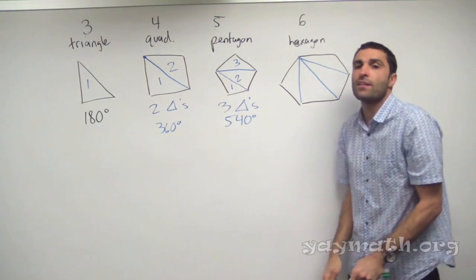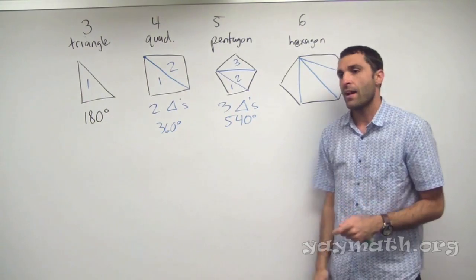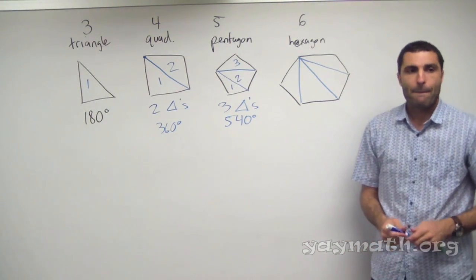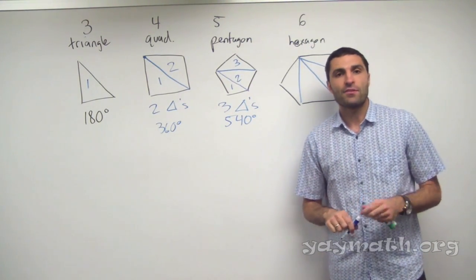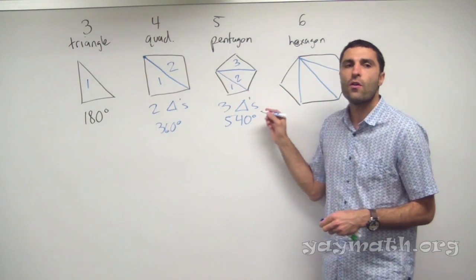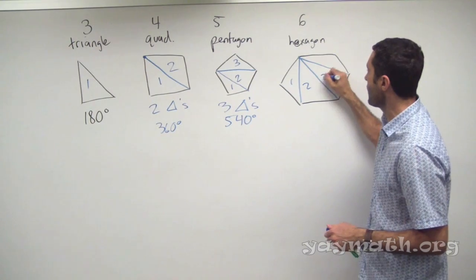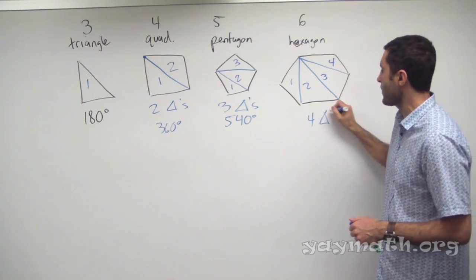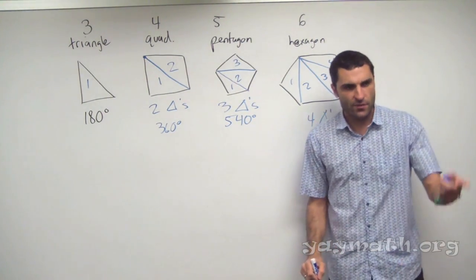It'd be a straight line. It wouldn't really be chopping that hexagon up. A 13-gon would be a 13-sided shape. That's right. How many triangles do you count now? 4. 1, 2, 3, 4. 4 triangles. 4 times 180.